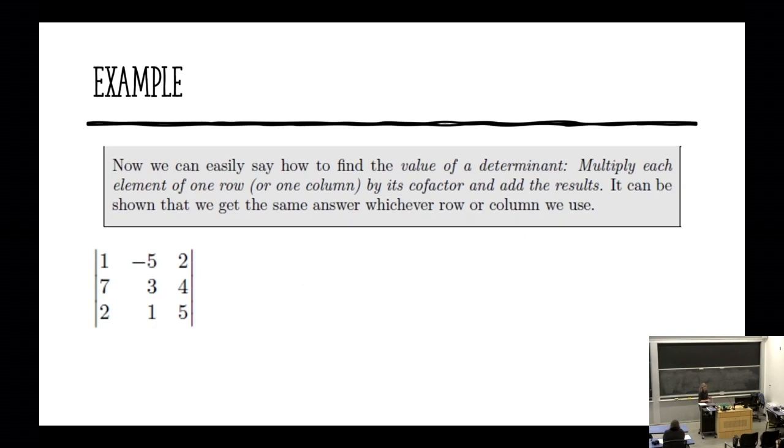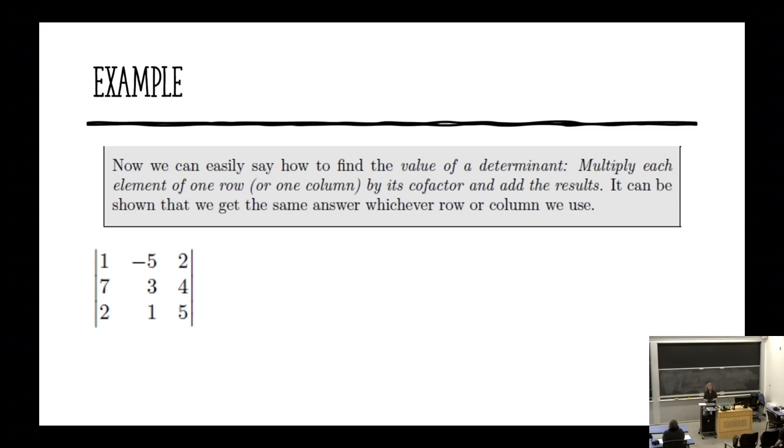Okay, so now that we have that language, cofactors and minors, we can easily say how to determine the value of a determinant. We just multiply each element of one row or one column by the cofactor, and we add the results. What's cool about this is that we get the same answer whichever row and whichever column we use, which is crazy to me, but math is neat.